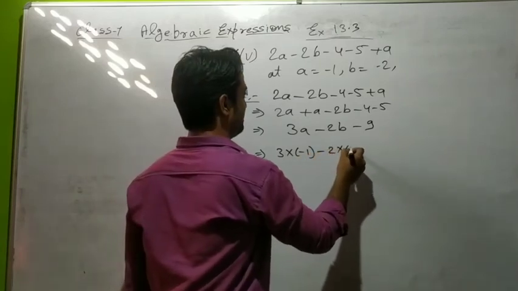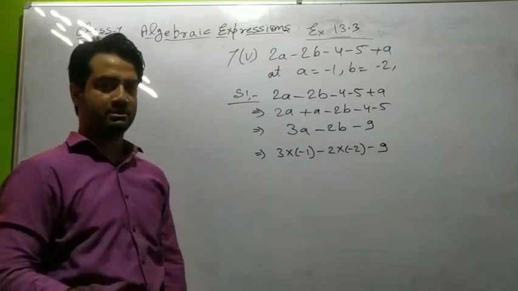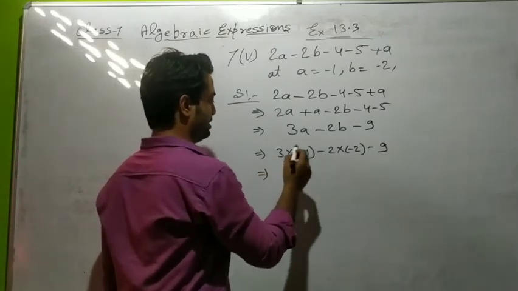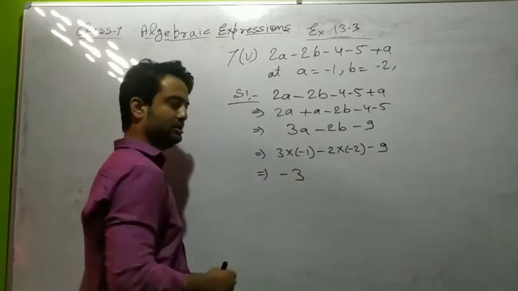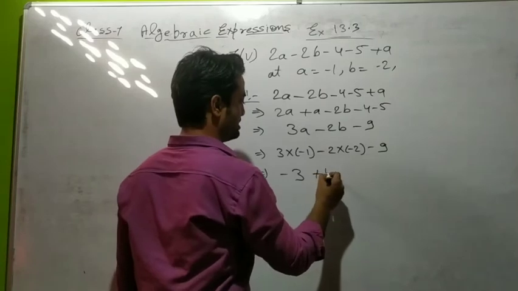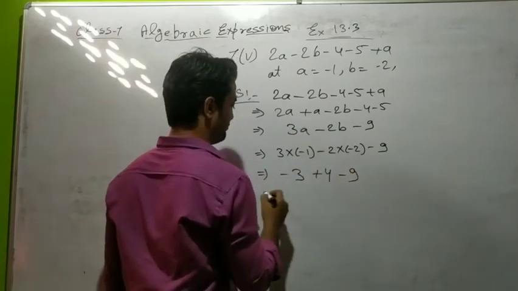Minus 2 will be multiplied with minus 2, and then we get minus 9. So minus 3 into minus 1 gives us minus 3. Minus 2 into minus 2 we get plus 4. And then there is minus 9.